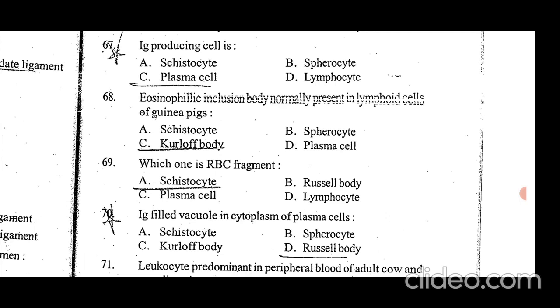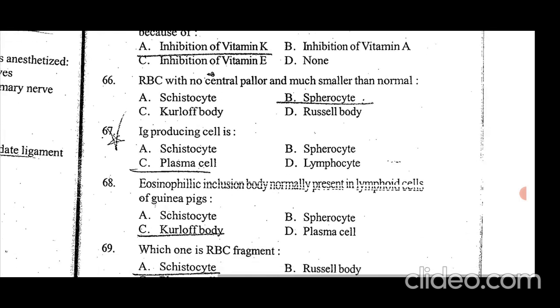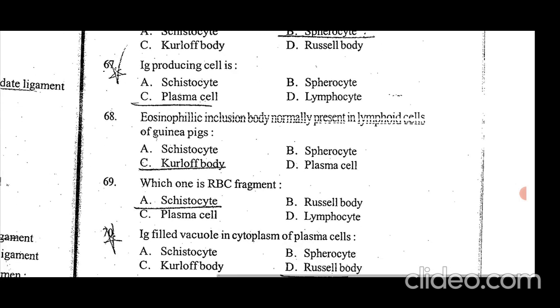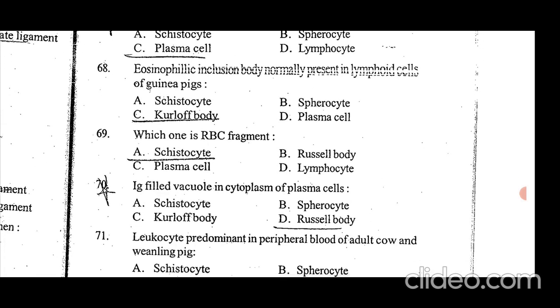Eosinophilic inclusion body normally present in lymphoid cells of guinea pigs is Kurloff body. Kurloff body is the eosinophilic inclusion body that is normally present in lymphoid cells of guinea pigs. Plasma cells give rise to immunoglobulins. Spherocytes are the smaller red blood cells with no central pillar.